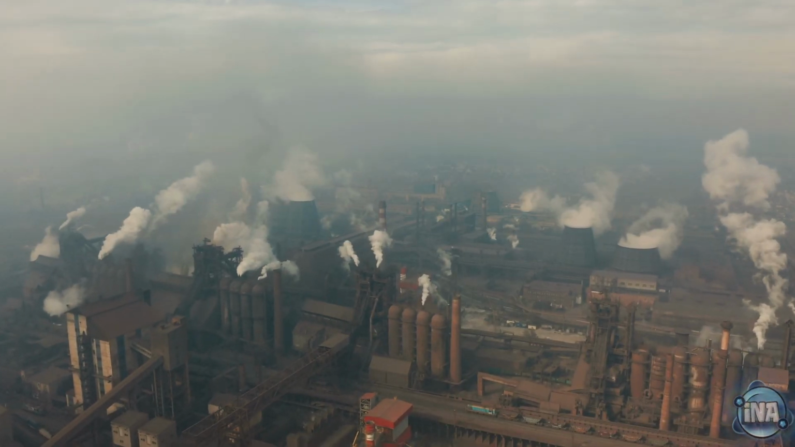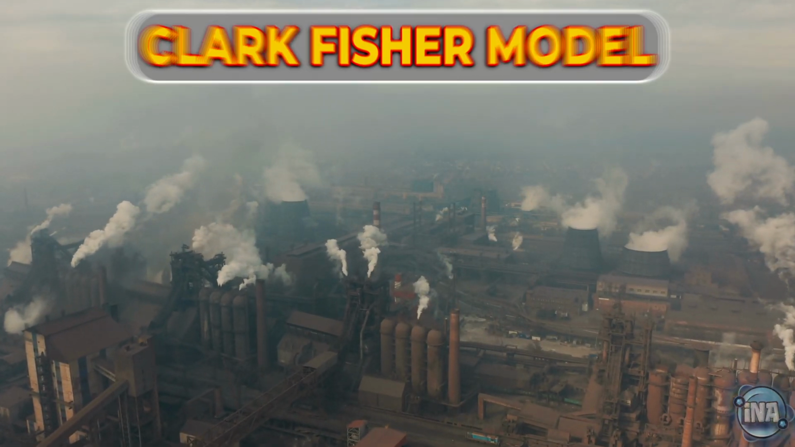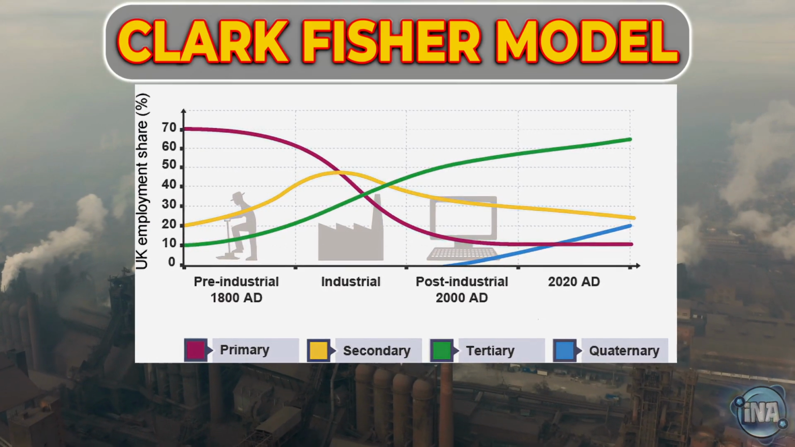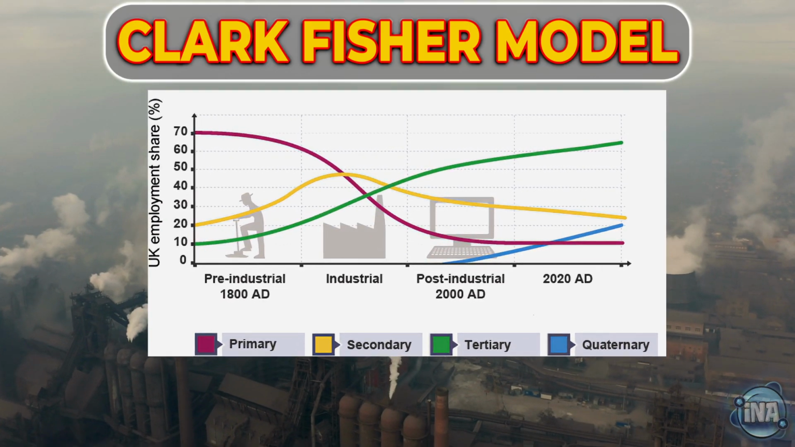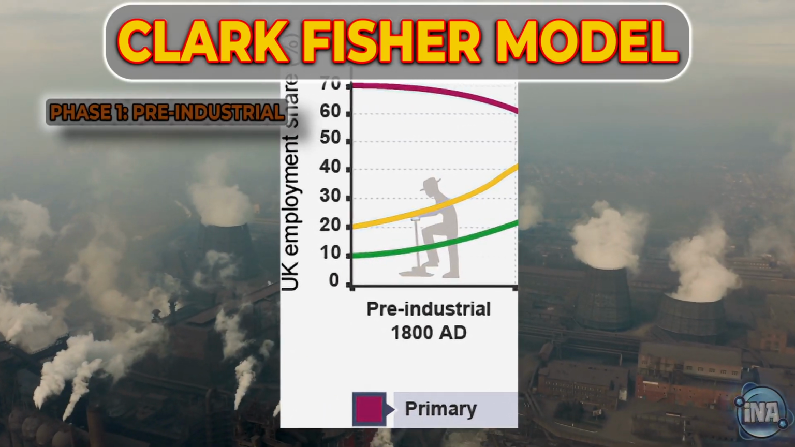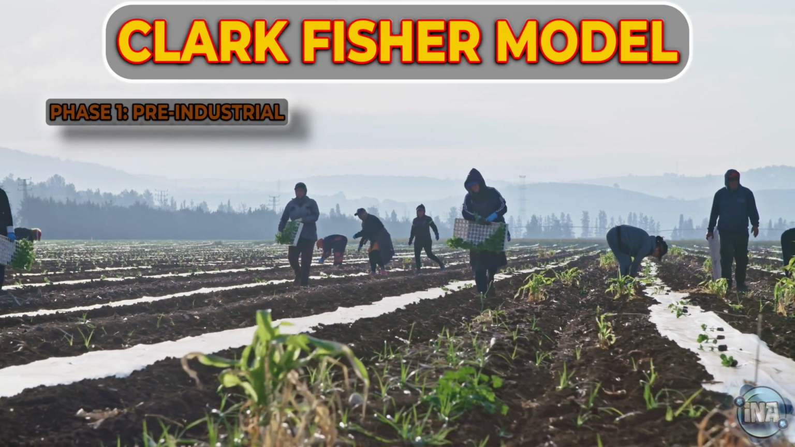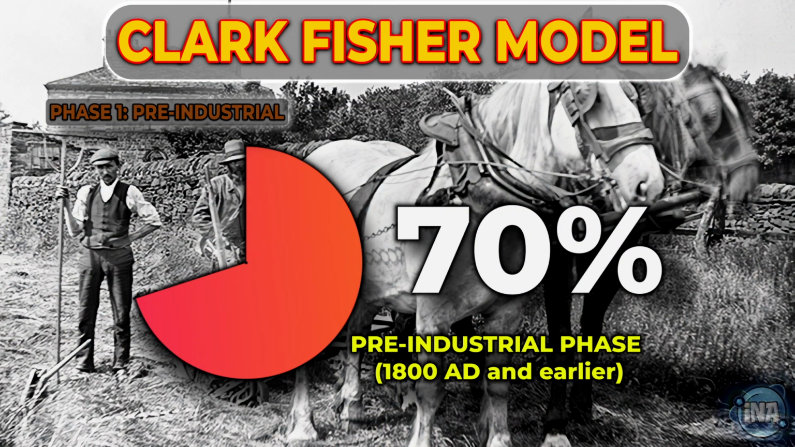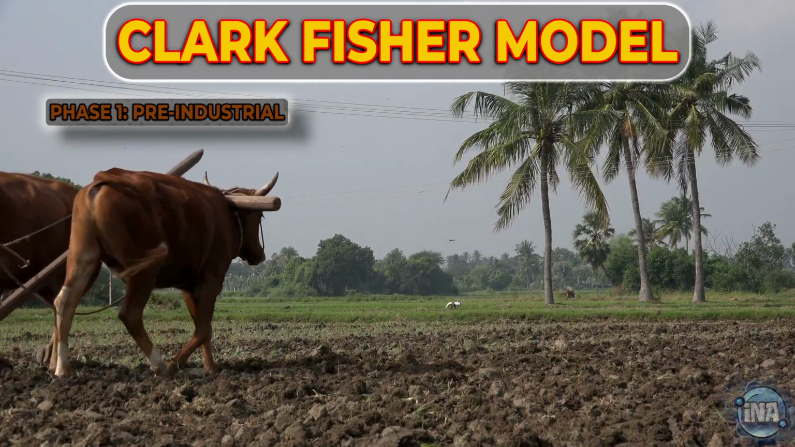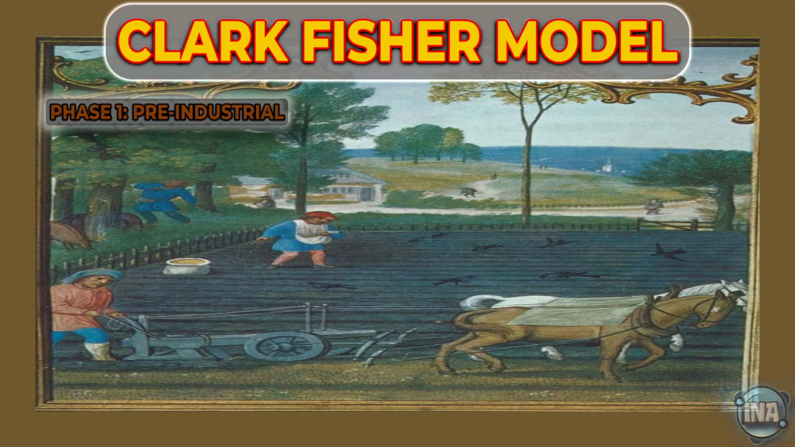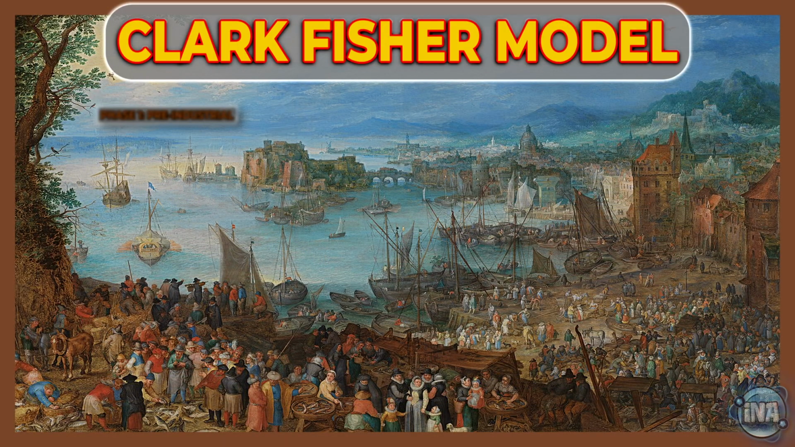Now let me show you something really interesting. The Clark-Fisher model. This model explains how countries move through different phases of industrial development over time. Phase 1, pre-industrial phase. In this phase, most people work in primary industries. Around 70% of the workforce are farmers. Very few people work in manufacturing or services. Think medieval times. Most people grew food, fished, or worked the land.